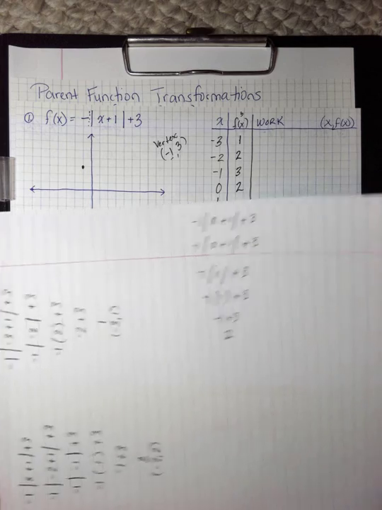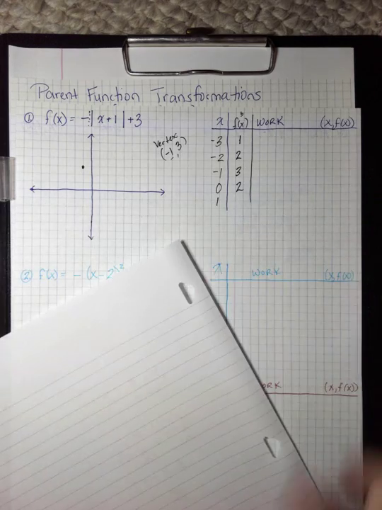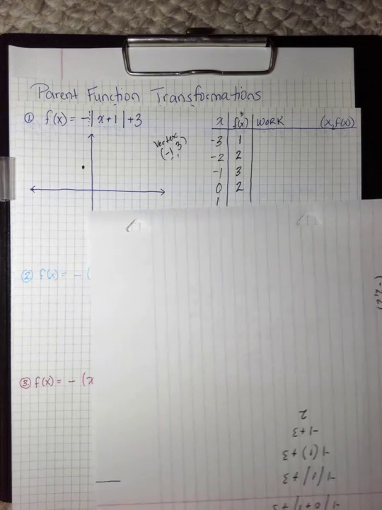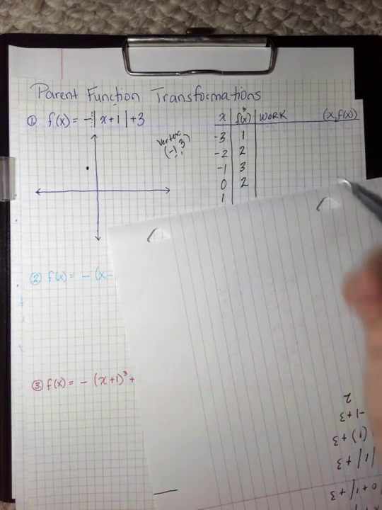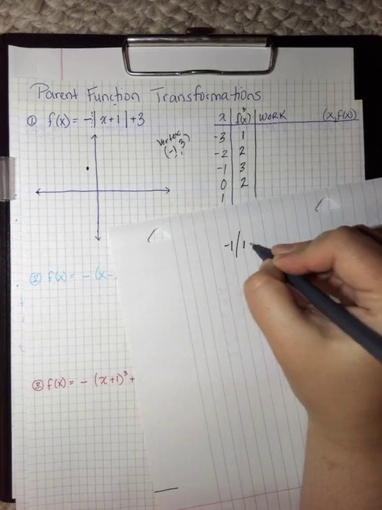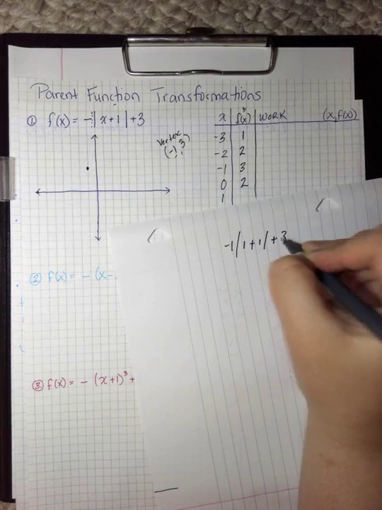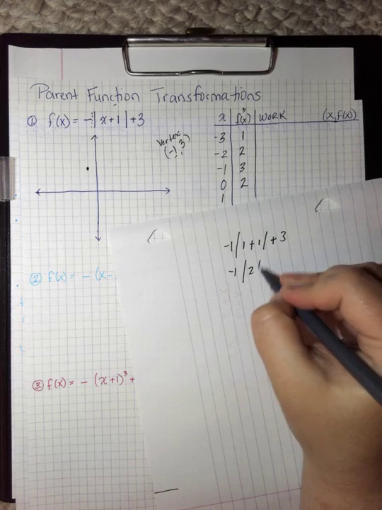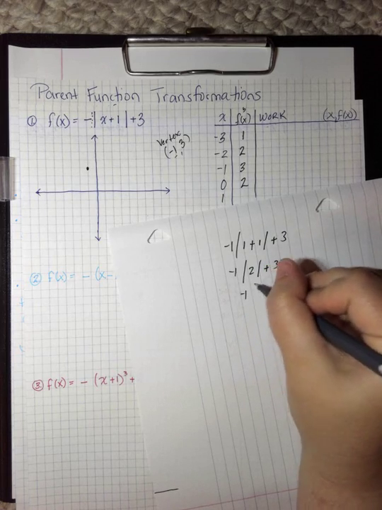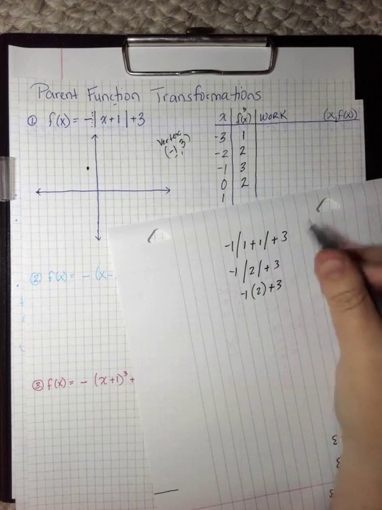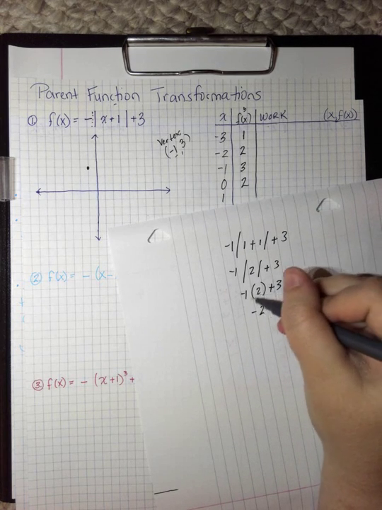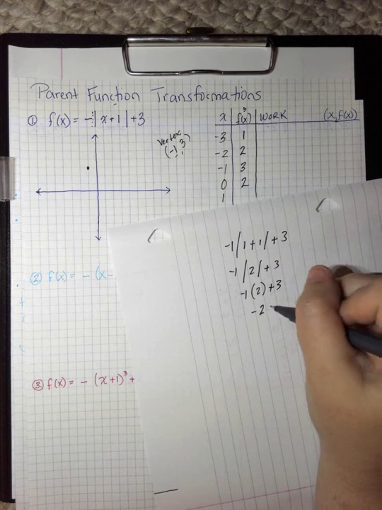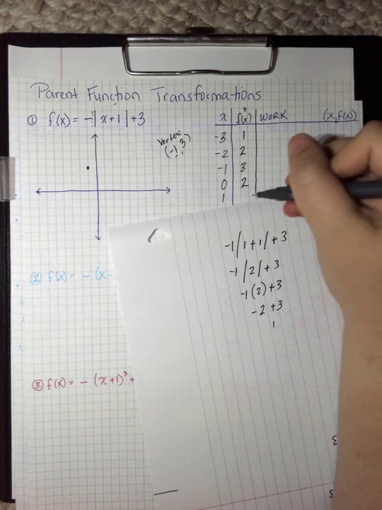Do the same thing with my 1. Same thing with my 1, so I put a 1 in place of that x. Inside the bars first means I get a 2. Absolute value of 2 stays 2, but now I change to parentheses because I've used my absolute value. I multiply to get a -2, then I add to get my +1.